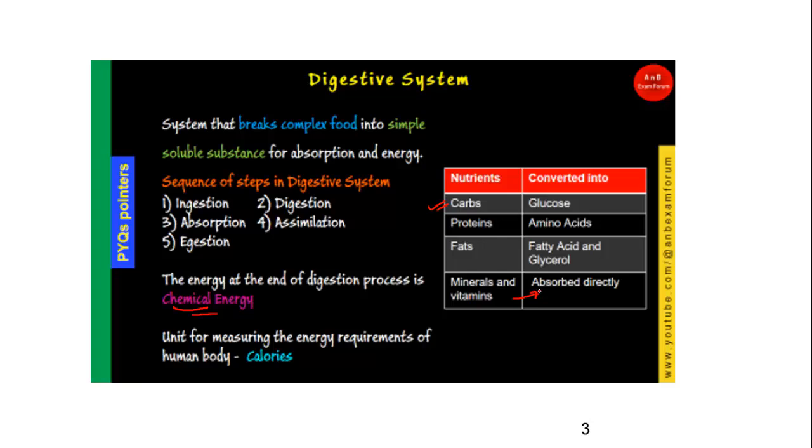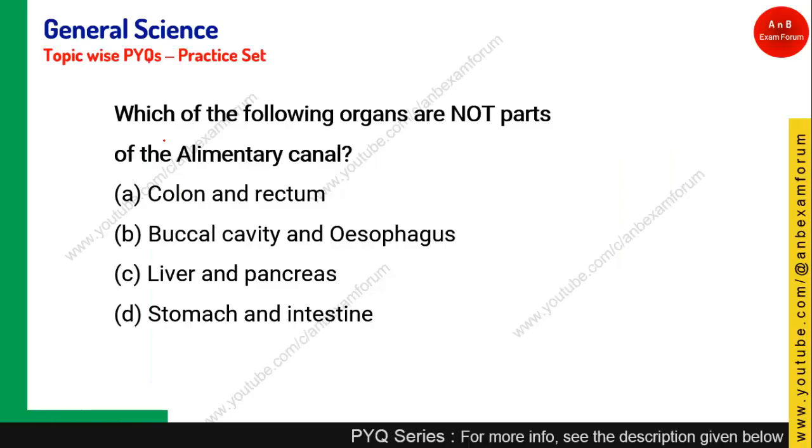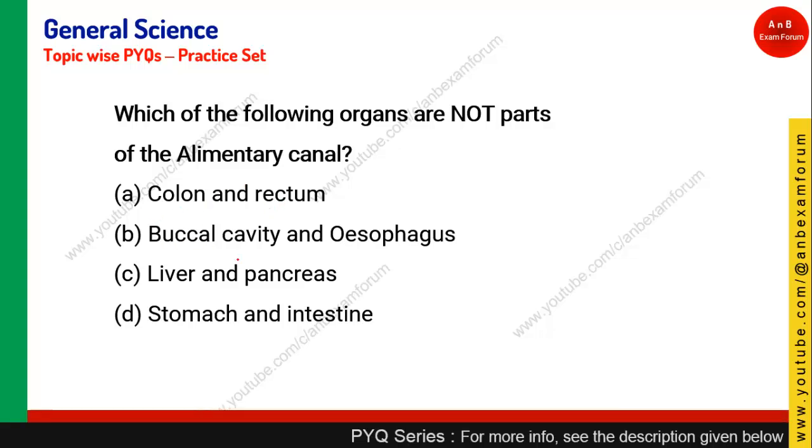Okay, let's see the next question. Which one of the organs are not part of the alimentary canal? Option A, colon and rectum. Option B, buccal cavity and esophagus. Option C, liver and pancreas. And option D, stomach and intestine. Yes, he is asking which are not part of the alimentary canal. A very simple one. Yes, those who have given option C, they are right.